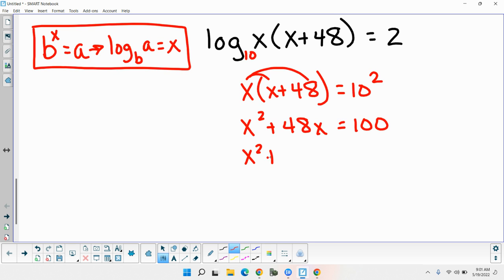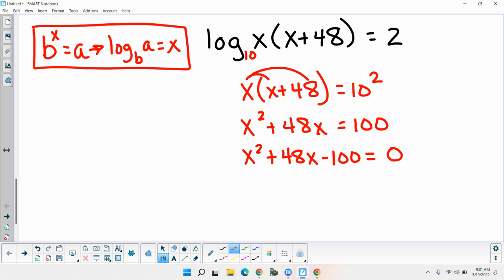We have to set them equal to 0. So when I move the 100 over, I'm going to subtract it over, right? When you go to the opposite side, you do the opposite. So a positive 100 becomes a negative 100 when I move it, right? Subtracting it. So what are the factors of negative 100 that add up to positive 48?